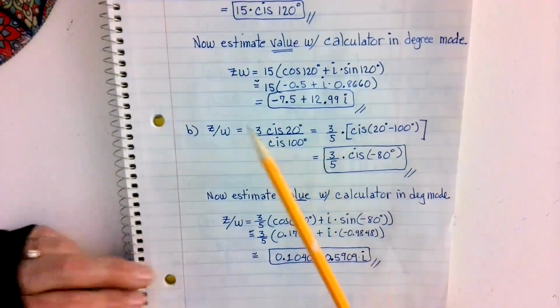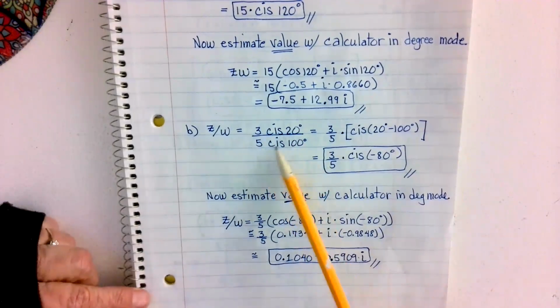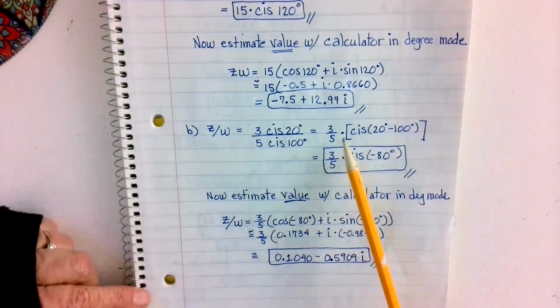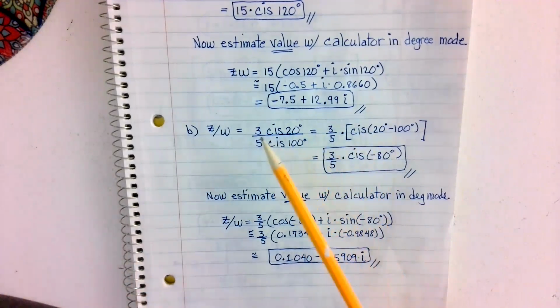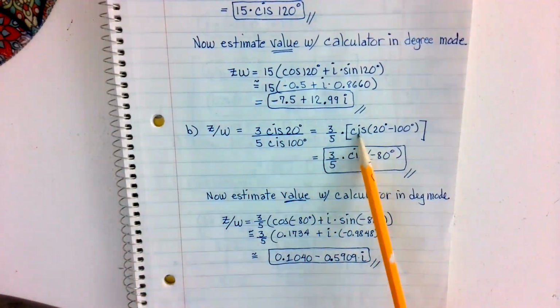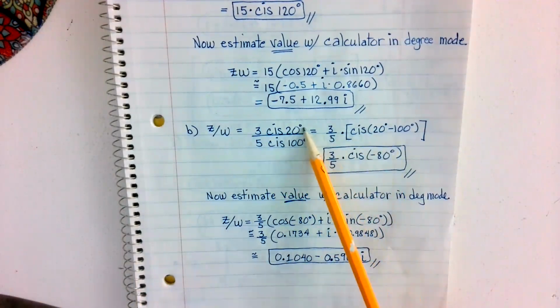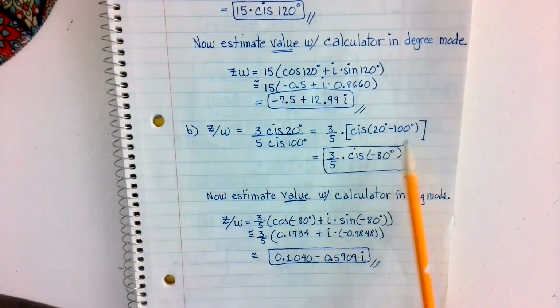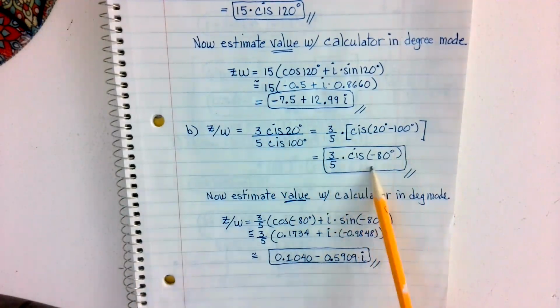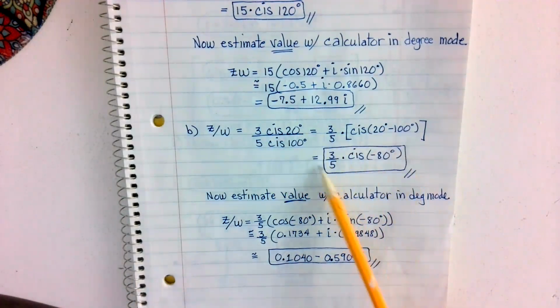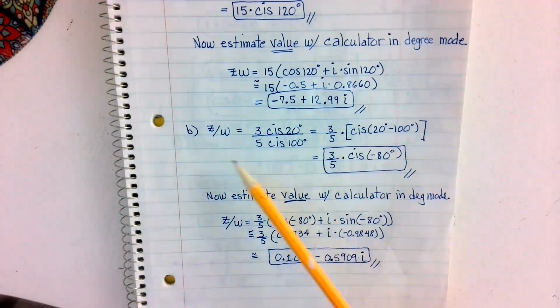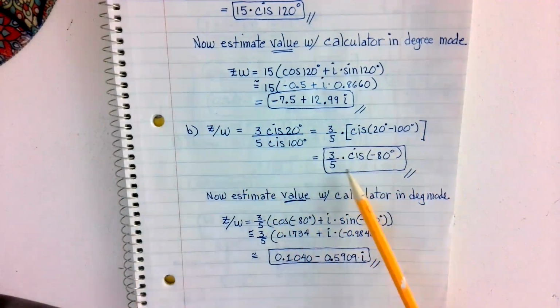Okay, now let's do the z over w. z over w is 3 cis 20 degrees over 5 cis 100 degrees. Okay, the 3/5 is out here in the front times cis, and again, this is de Moivre's theorem. It's times the cis of 20, the top number, minus 100, the bottom number. So this is 3/5 times cis negative 80 degrees. That is the answer for the quotient in polar form.